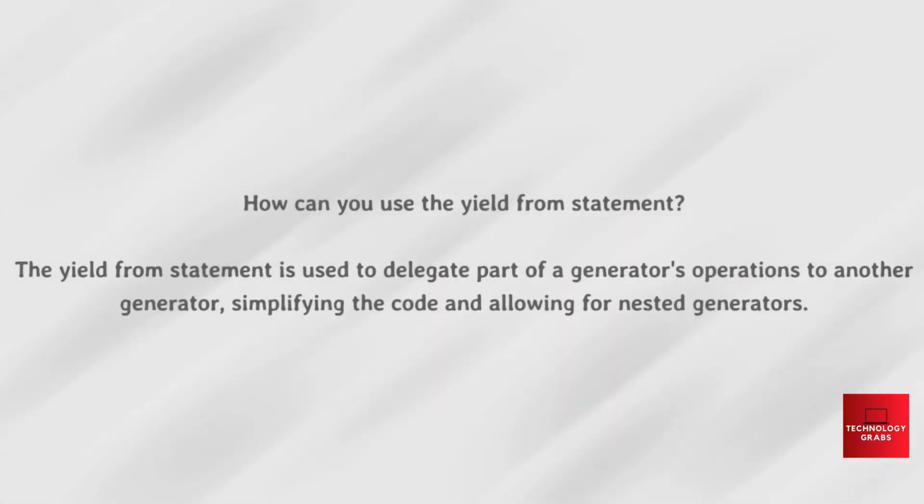How can you use the yield from statement? The yield from statement is used to delegate part of a generator's operations to another generator, simplifying the code and allowing for nested generators.